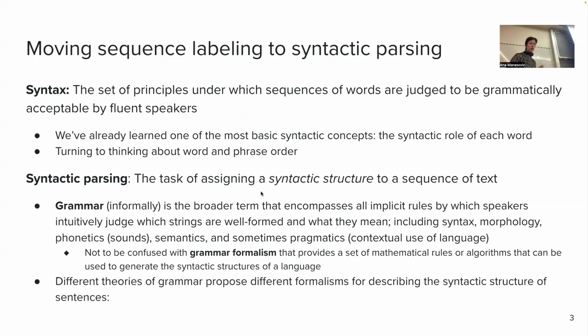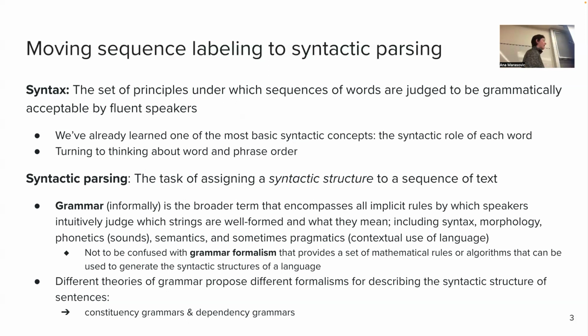Just going back to being vague about syntactic structure, different theories of grammar propose different formalisms for describing the syntactic structure of a sentence. The two that are most important for computational reasons are constituency grammars and dependency grammars. Today, we are going to talk about constituency parse trees, and on Wednesday, we are going to talk about dependency parse trees.